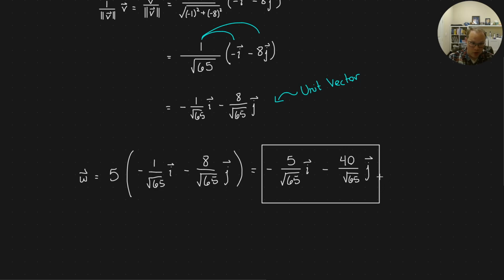Or if you prefer it in component form, negative 5 over square root of 65, comma, negative 40 over square root of 65. It means exactly the same thing. Okay? That is now a vector that points in the same direction as the original vector v, but it has length 5.